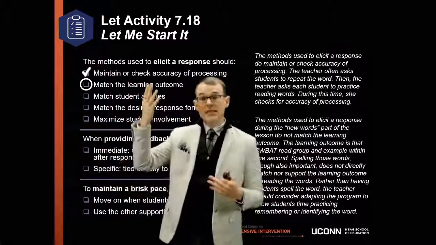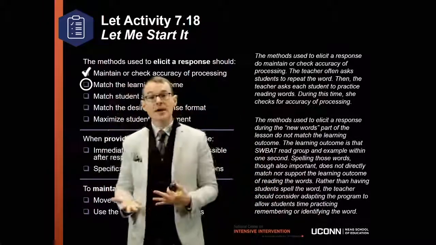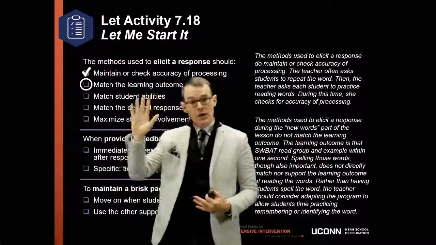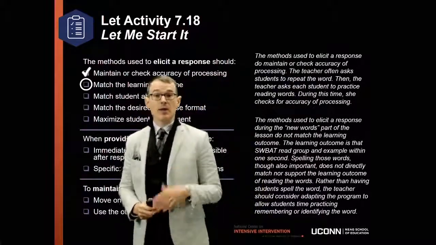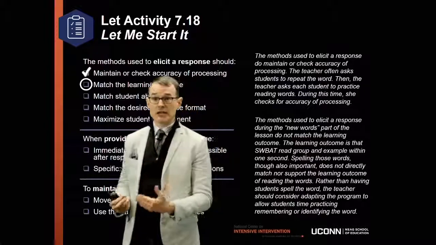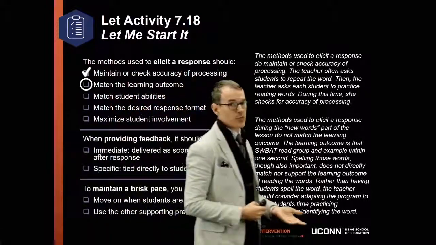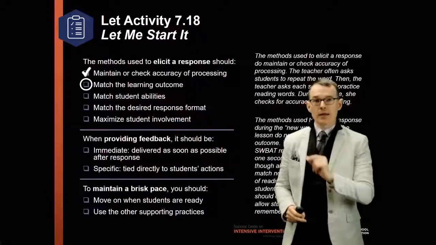This is about comparing what the student does to a criterion, what it is we've decided based on our experience makes sense to see in explicit instruction. These are all evidence-based principles that we hope to see. So let's talk about the first couple, and then you'll have a chance to finish it. So first, let's talk about maintaining or checking accuracy of processing. Does the teacher do that? We can give it a check mark.